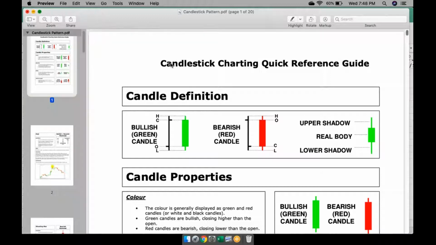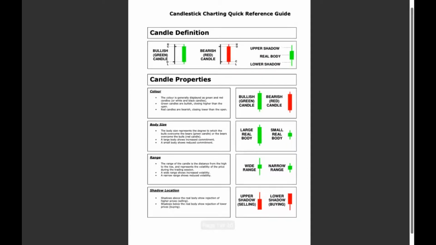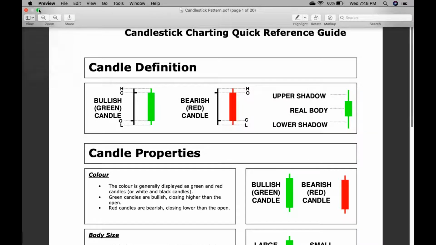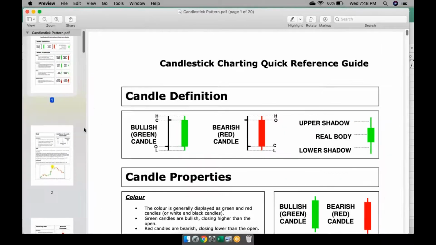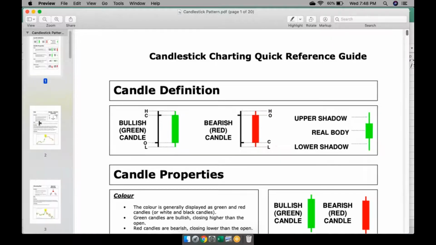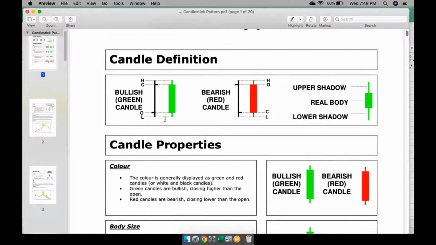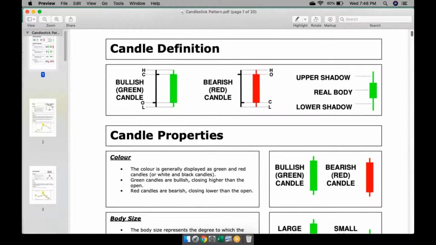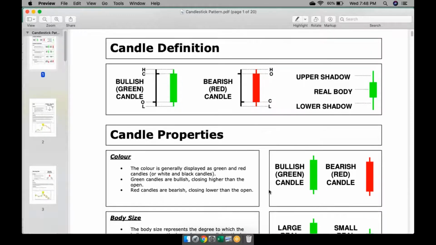So for candlesticks, this sheet will be given. You can read it completely whenever you have time. It is not required if you attend this session; the sheet is just for your reference. So now, coming back.